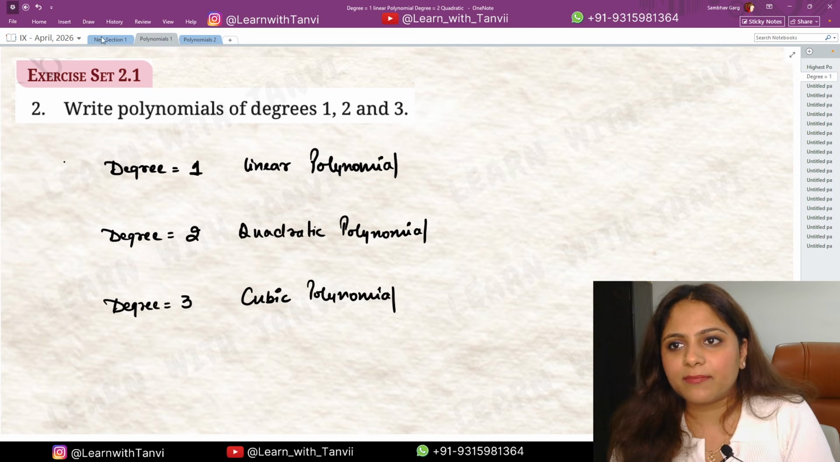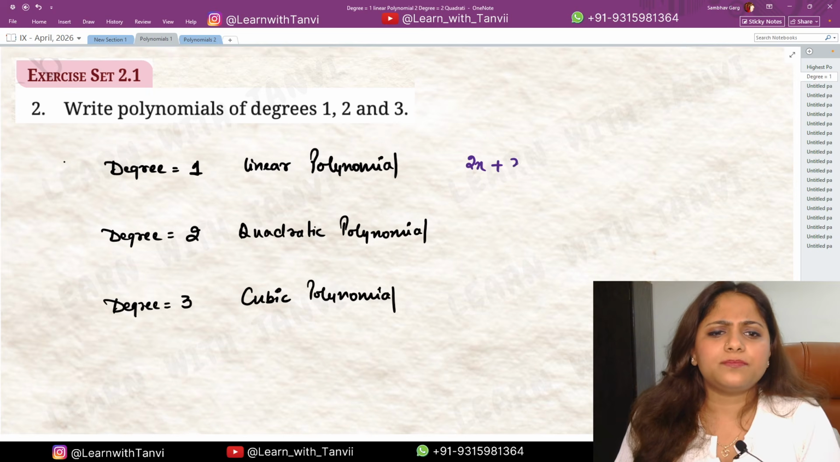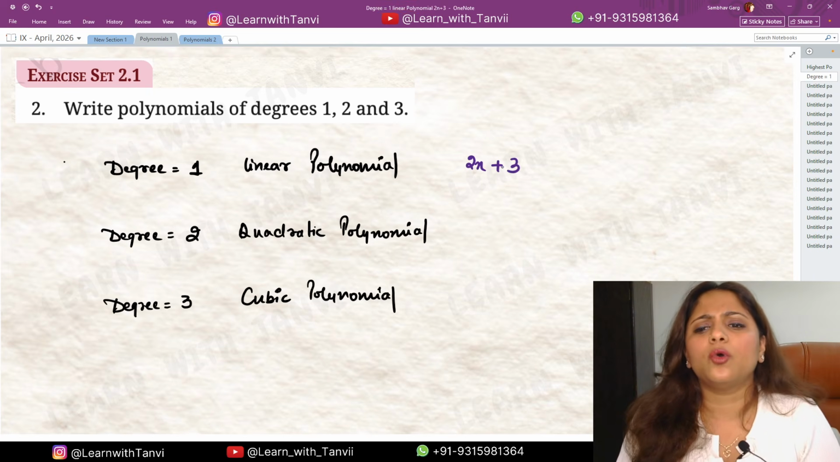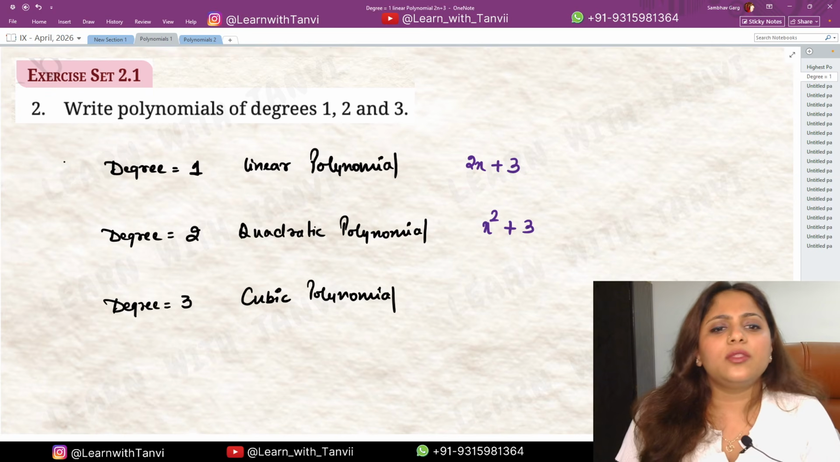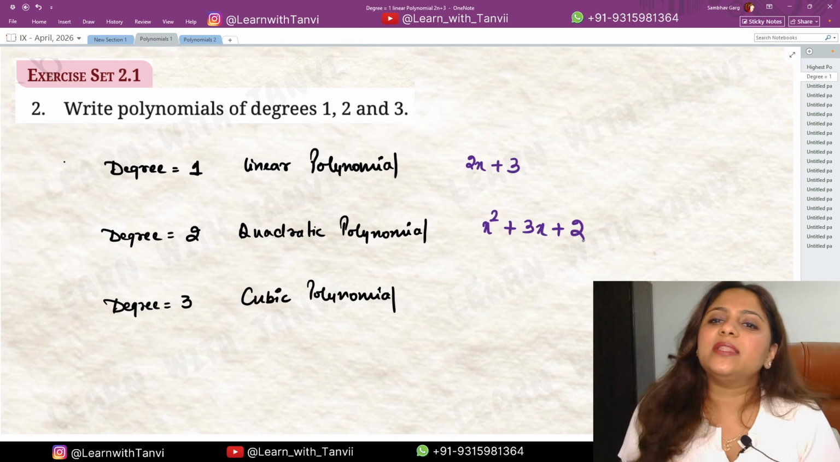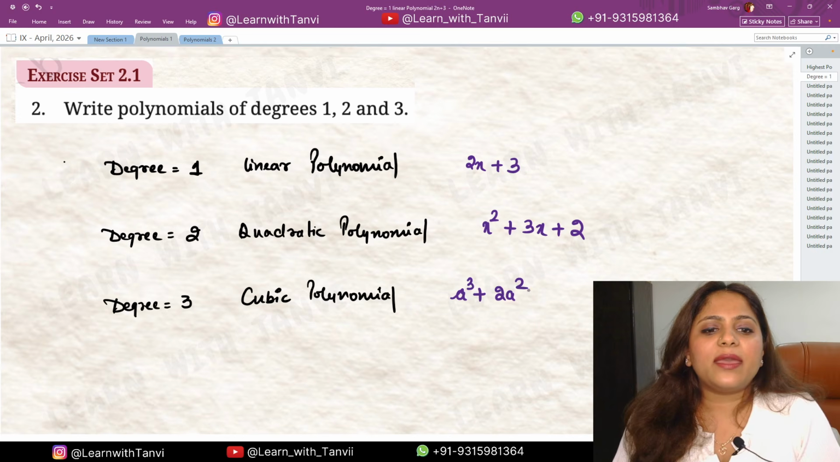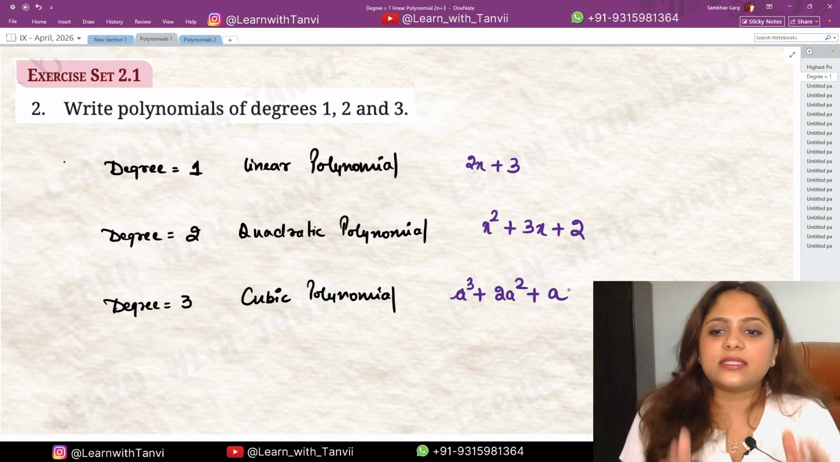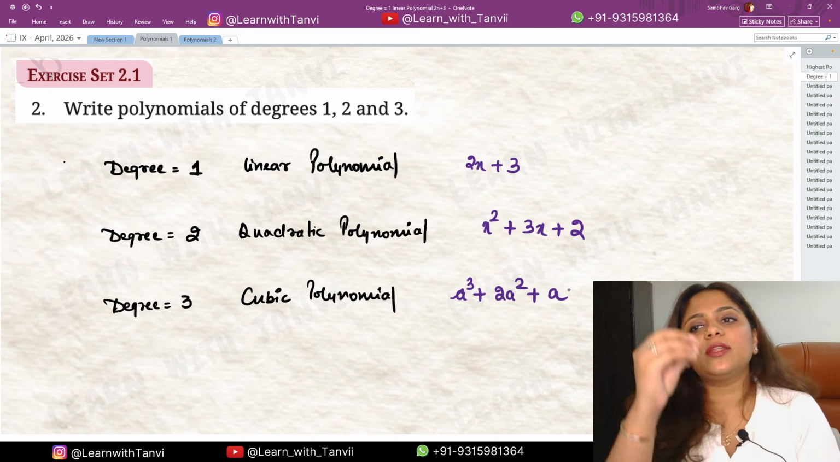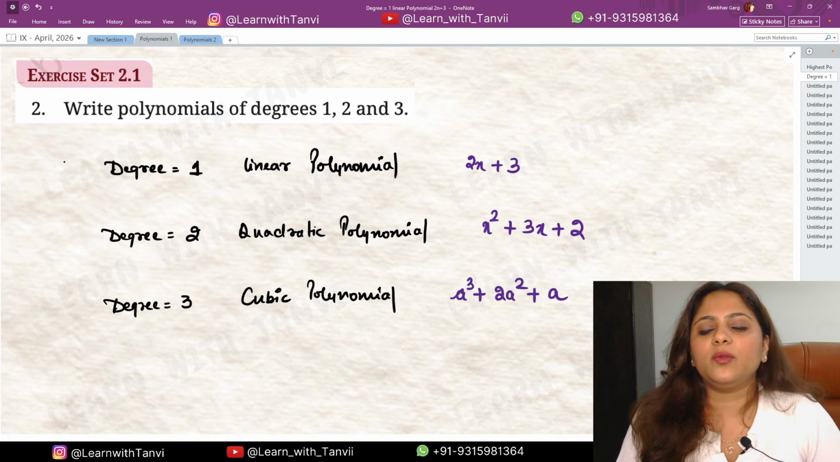Make sure the names are clear. So let's have some examples also. For a linear polynomial, you can have anything like 2x plus 3. No degree, कोई पावर ही मत लिखो. क्वाड्रेटिक में make it like x squared plus 3x plus 2, ऐसे बना लो, that becomes a quadratic polynomial. In cubic, the highest power has to be 3. That means let's make it a cubed plus 2a squared plus a only. That's it. This is a cubic polynomial. So make sure that you know the names.